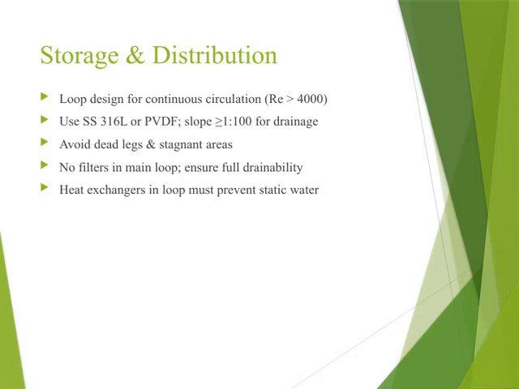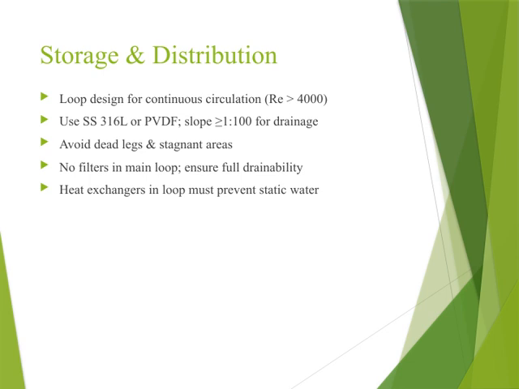The key here is the loop design, which should facilitate continuous circulation, and for that, we aim for a Reynolds number greater than 4,000. This ensures the flow is turbulent enough to keep everything well mixed and prevent stagnation. When selecting materials for the piping, stainless steel 316L or PVDF are ideal choices because they are durable and resistant to corrosion, ensuring the system's longevity.